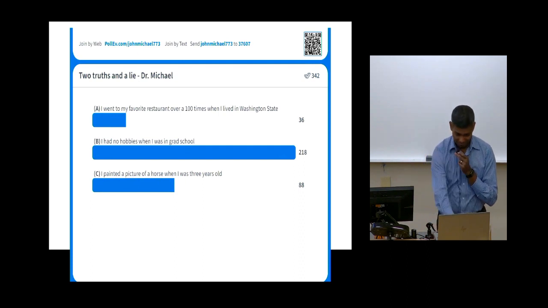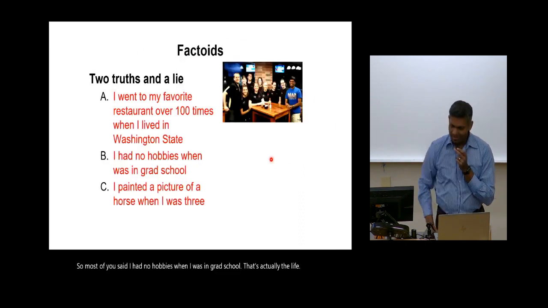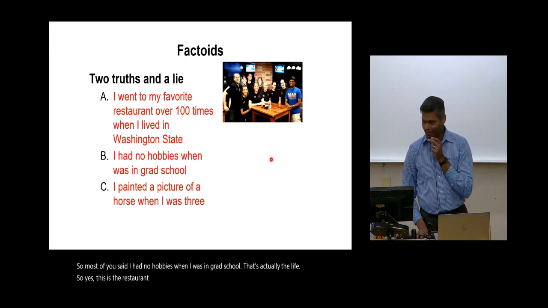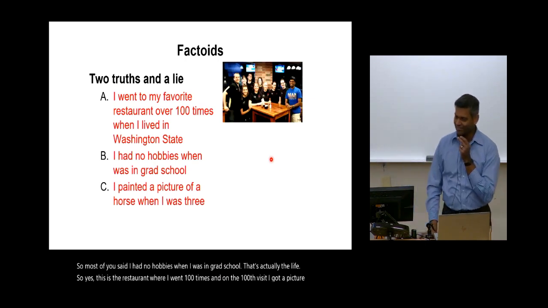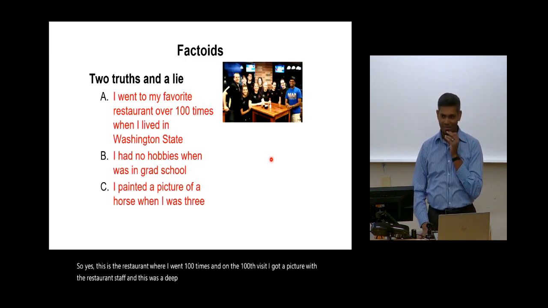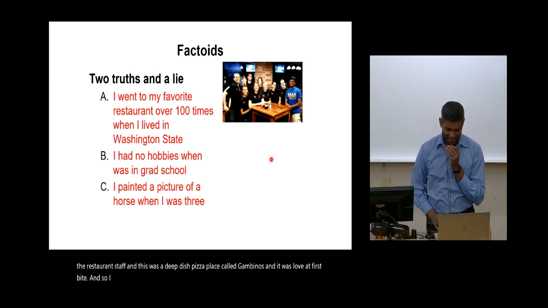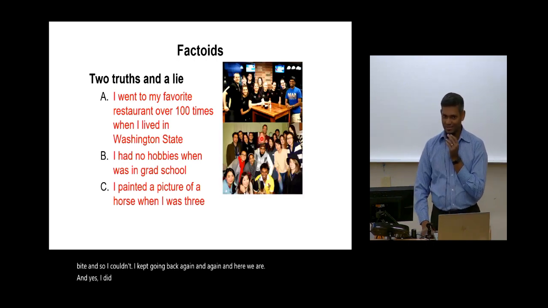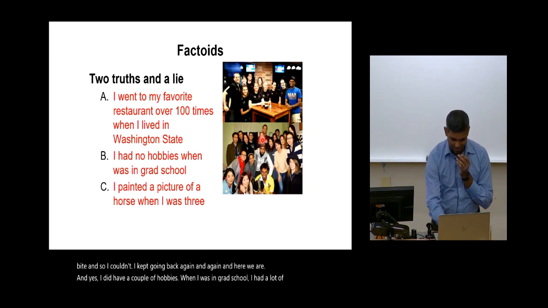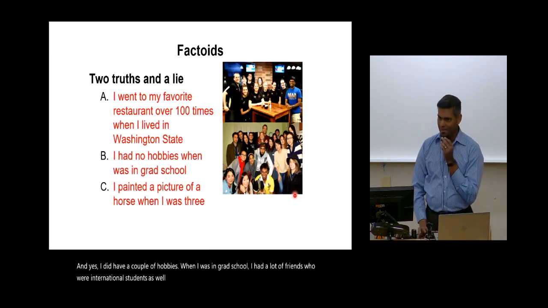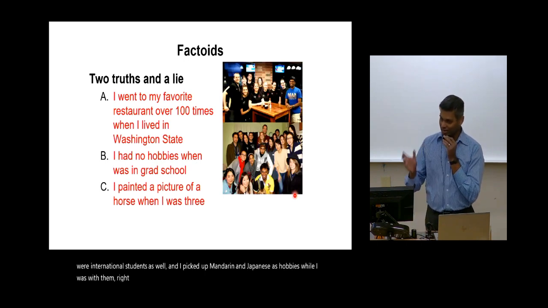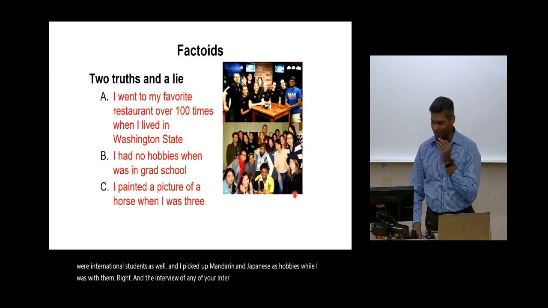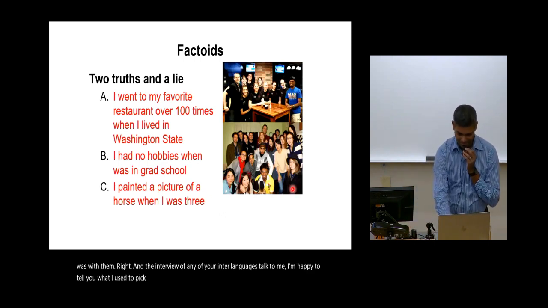That's actually the lie. So yes, this is the restaurant where I went 100 times, and on the 100th visit, I got a picture with the restaurant staff, right? And this was a deep dish pizza place called Gambino's, and it was love at first bite, and so I kept going back again and again, and yeah, here we are. And yes, I did have a couple of hobbies when I was in grad school. I had a lot of friends who were international students as well, and I picked up Mandarin and Japanese as hobbies while I was with them, right? And if any of you are into languages, talk to me.